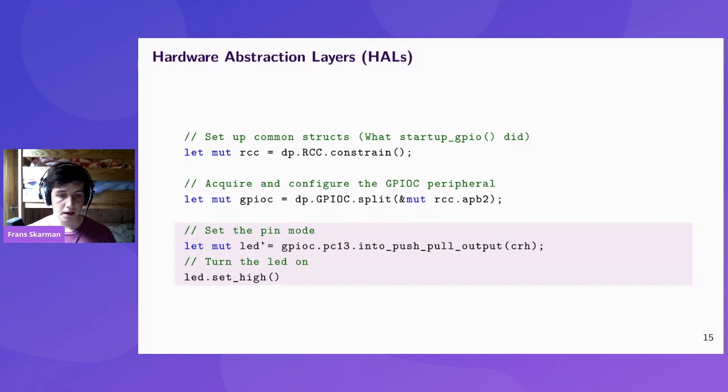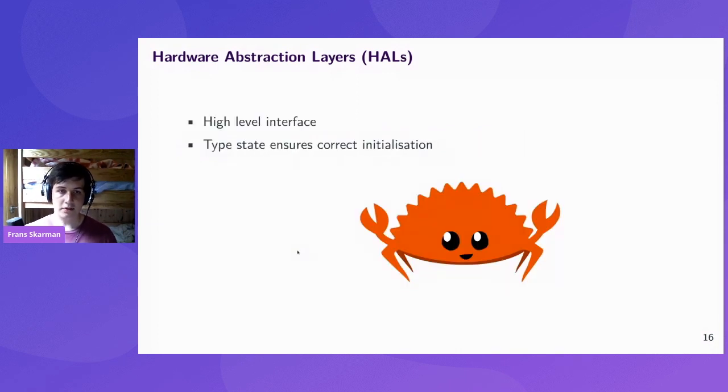And again, we make sure that we configure the pin as an output before we can turn on the LED, because otherwise we don't have a setHigh function on this struct. So the whole way through this, we get guided by the type system to make sure we're not doing anything stupid. So we have a high-level interface, and we have type state that ensures correct initialization, meaning that we rarely have to read the datasheet when working with HALs.